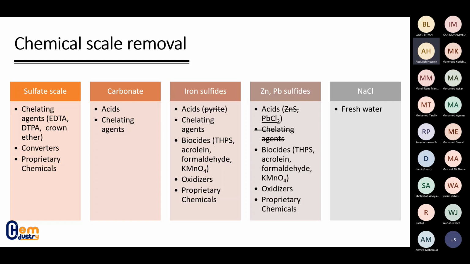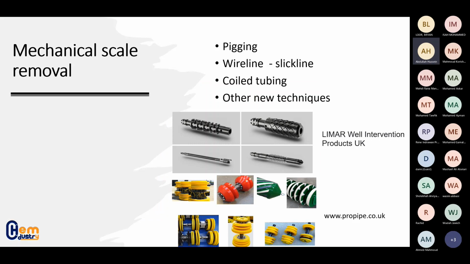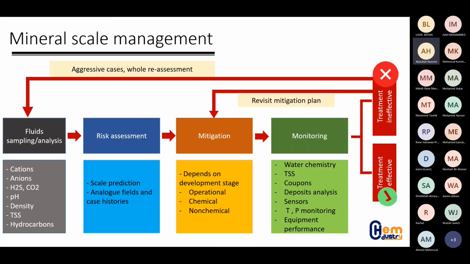Finally, we have halite scale, which you can dissolve using just fresh water. And then we have the mechanical methods of removing scales. We can use pigging, wireline and slickline methods, coil tubing, and any other developed methods. Again, this will depend on where your scale is forming. Is there good access for these tools to get in or not? Is the obstruction really heavy, or can it be removed easily?